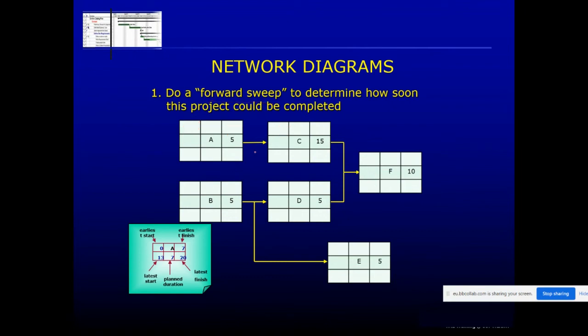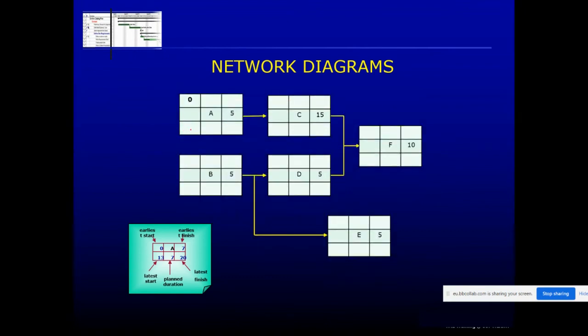Okay, so where do we start here? You start with a 0 at the beginning. If that's 0, now early finish, let me just write the formula in the top left here. Early finish is equal to early start plus duration. So 0 plus 5 is 5. That means the next activity is going to start then, and 5 plus 15 is 20.